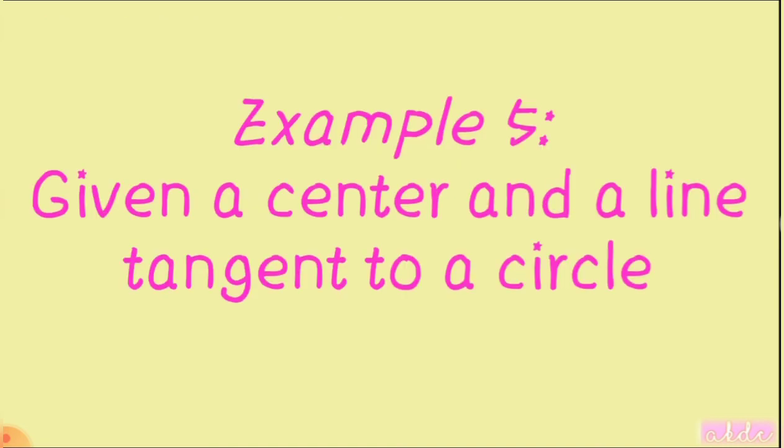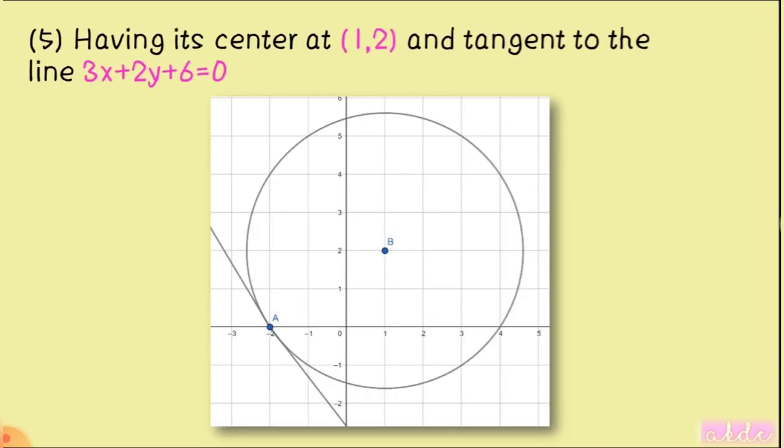Lastly, for example number 5, given a center and a line tangent to a circle. So this time, we have the center, but again, we do not have a radius. Instead, we have a line that is tangent to the circle. So when we say tangent to the circle, it touches the circle at exactly one point, meaning the distance from the center to this point of tangency, that is the radius.